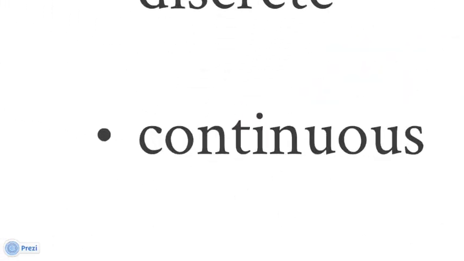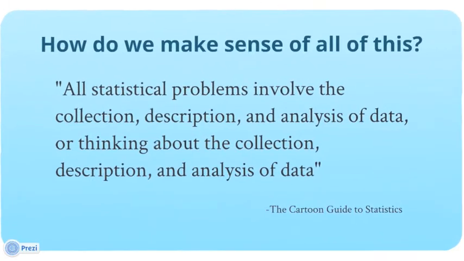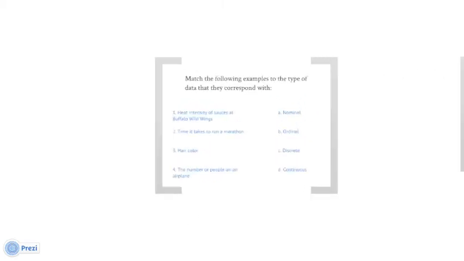However, when we take a look at continuous data, the observations are on a continuum and are not restricted to specific values. For example, height, in which someone could be 5 foot 1 inch or 6 foot and 3 3/8 inches. There is a continuum of heights that a person could be. Another example could be weight, once again, in which the data is not restricted just to integers or other specific values. The trick is making sense of the data that's all around us. And basically, that's what statistics is meant to do, to make sense of this data. All statistical problems involve either the collection, description, and analysis of data, or thinking about the collection, description, and analysis of data. Let's look at a few examples to review these types of data.